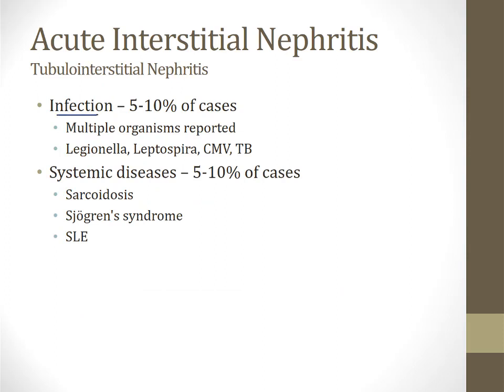About 10% of cases are associated with infection. There are many organisms that have been reported. Some of the ones that are common are Legionella, Leptospira, CMV, or tuberculosis. And then finally, systemic diseases also account for a small number of cases. Interstitial nephritis has been associated with sarcoidosis, Sjogren's syndrome, and lupus.